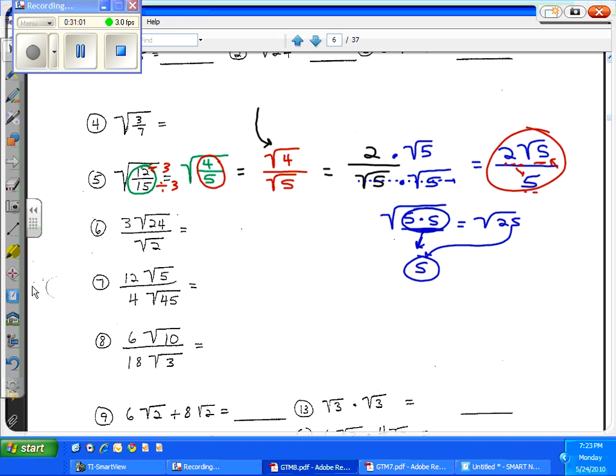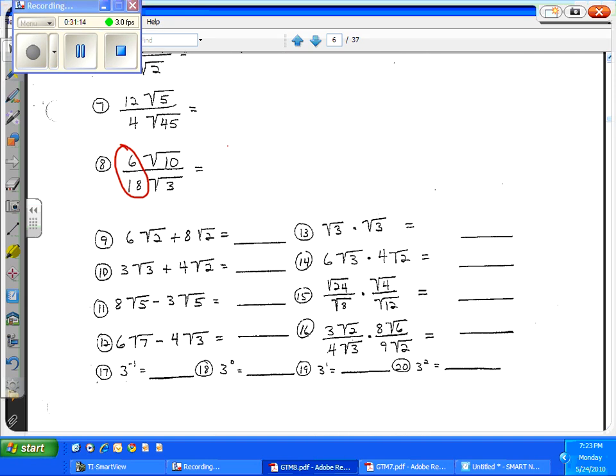Let's look at number 8. Number 8. Question 1. Will anything reduce? Yes. 6 will go into 18 3 times, so we're going to have square root 10 over 3 square root 3. Back to question 1. Will anything reduce? Nope. Will a radical break down? Well, you may think, well, that 10 does. Well, let's check it out.